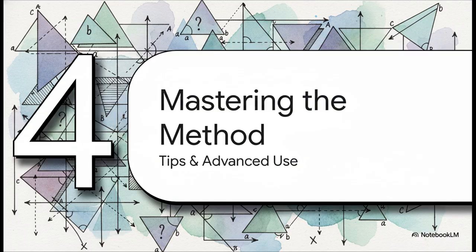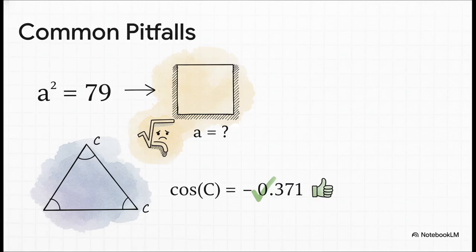Okay, so you've seen the basics. Now let's level up. We'll talk about how to tackle more advanced problems, and more importantly, how to avoid the easy mistakes everyone makes. Listen up, because these are the 2 things that trip people up all the time. First, forgetting to take the square root at the end. Remember, the formula gives you A squared, not A.